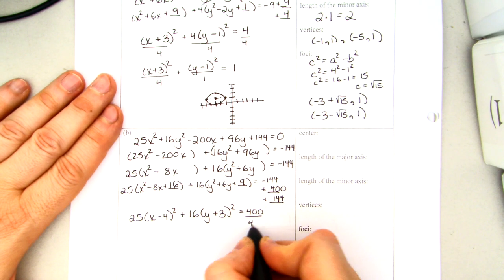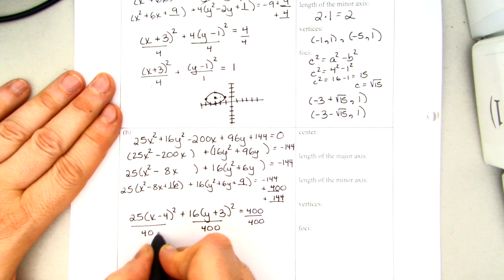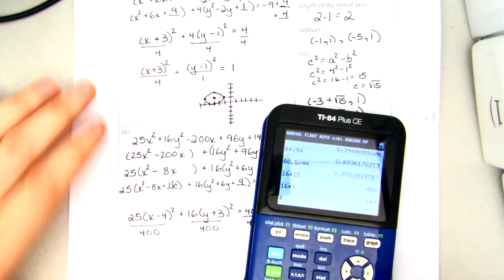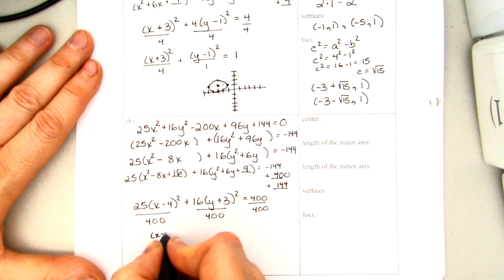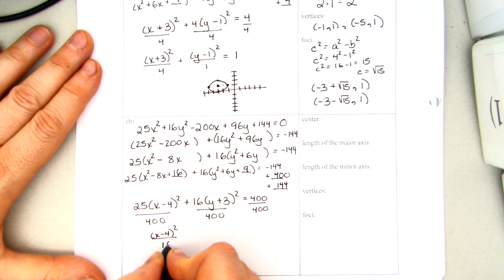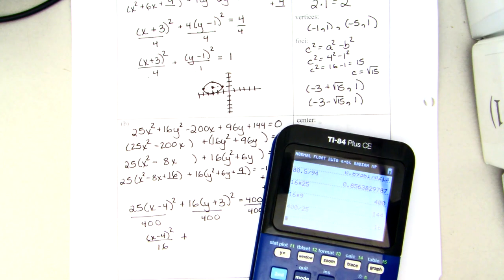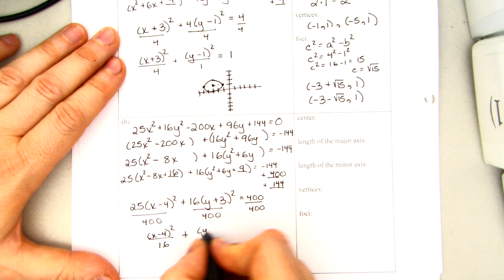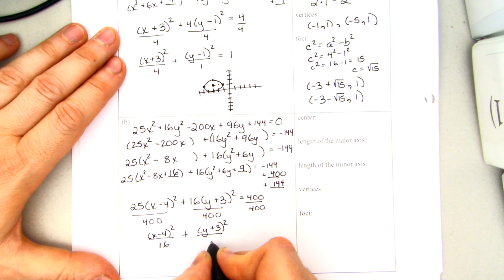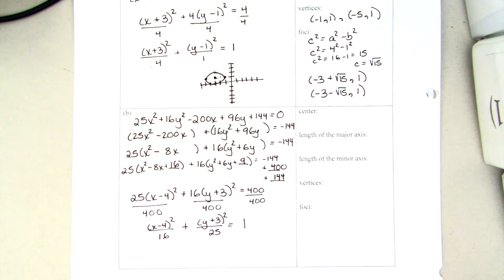I'm going to divide everything by 400. 25 divided by 400, well, you can divide both of those things by 25, and you're going to get 1 over 16. You're going to get x minus 4 squared over 16. Next, I can divide both of those things by 16 to simplify that fraction. 400 divided by 16 is 25. Oh, that's so nice. It's almost like I tried to make these things perfect squares. I'm going to get a 16 there and a 25 over there.